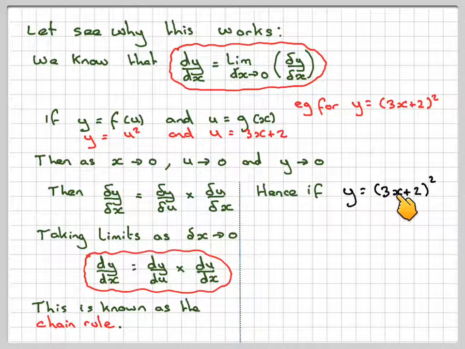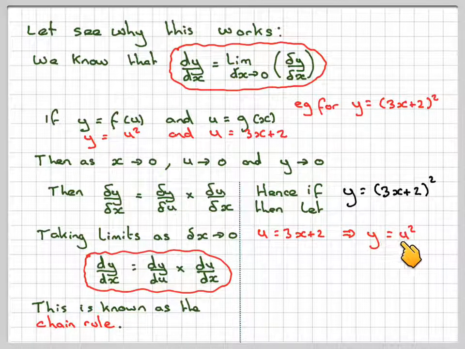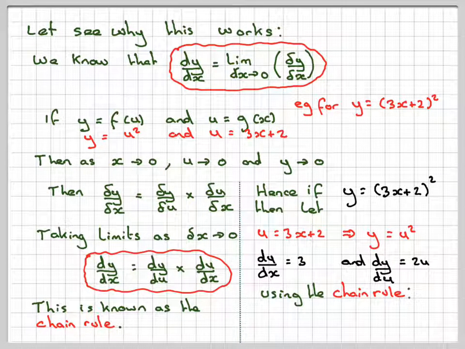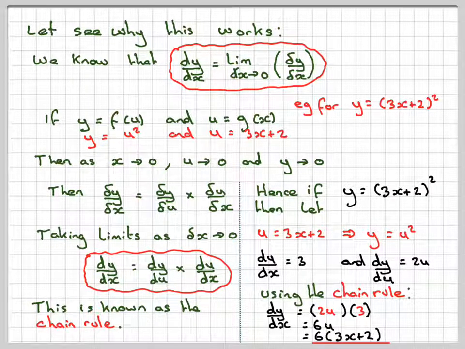So hence, if y equals (3x + 2) squared, then let u be the bracket 3x + 2, and that will imply that y equals u squared. Then if we differentiate, du/dx will be 3, and if we differentiate y with respect to u, we're going to get 2u. Using the chain rule, dy/dx is equal to 2u times 3, which gives me 6u, and because u was something that I invented, which is 3x + 2, I'll replace the u, so we get 6 times (3x + 2), and that's why this process works.